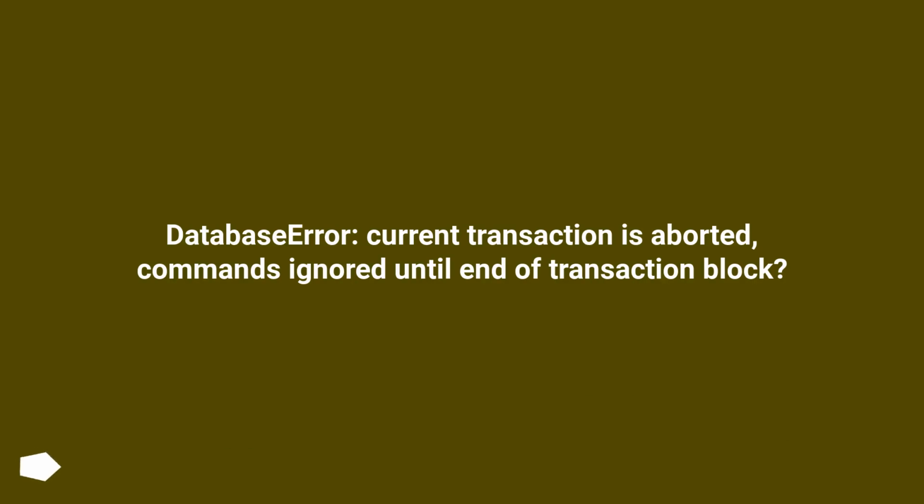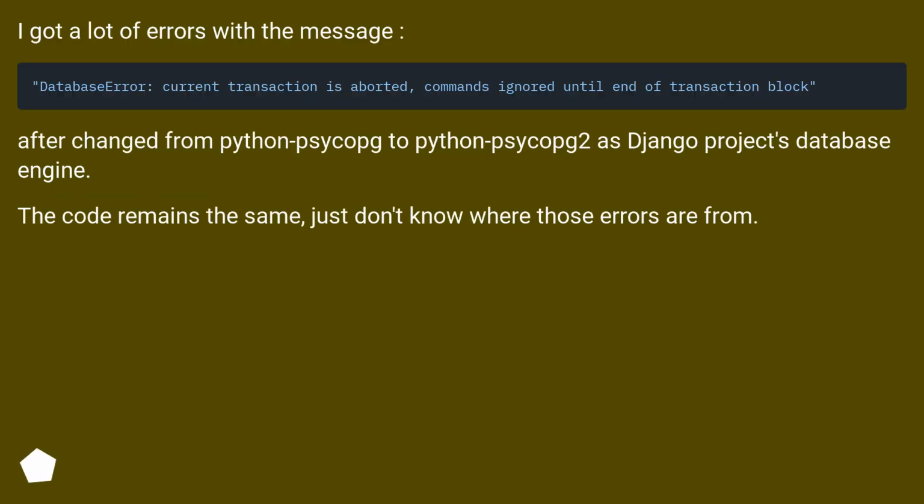Database error: current transaction is aborted, commands ignored until end of transaction block. I got a lot of errors with the message after changing from Python Sciccup to Python Sciccup 2 as the Django project's database engine. The code remains the same, I just don't know where those errors are from.